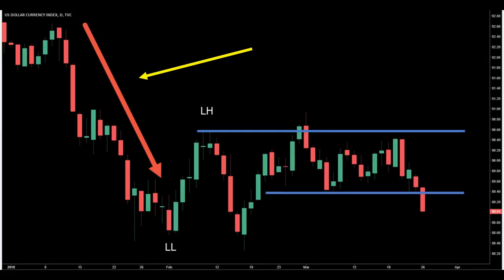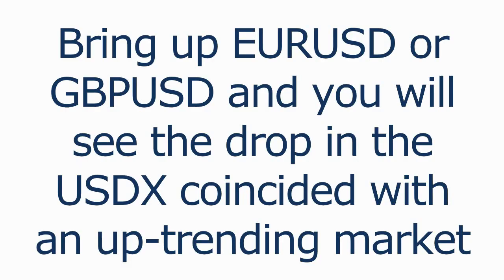This is the year-to-date US dollar index chart, and we can see that in the beginning of the year, the US dollar was weak against the basket of currency pairs. Price action pattern, it's showing lower highs and lower lows. You can also see that any price consolidations resolved into the downside. So if you bring up the euro US dollar or the pound US Forex charts, you're going to see that the drop in the US dollar coincided with the uptrending market in those pairs.